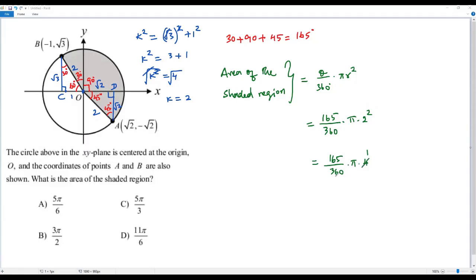Okay, here 4 goes into 4 1 times and 4 goes into 36 9 times. We can cancel this 0 over here. And the greatest common divisor for 165 and 90 is 15. That is, 15 goes into 90 6 times. 15 goes into 165 11 times. So we get 11 pi in the numerator and 6 in the denominator. Okay, here I got the area of the shaded region, that is 11 pi over 6 square units. We find this 11 pi over 6 in answer choice D. The correct answer choice for this question is D.